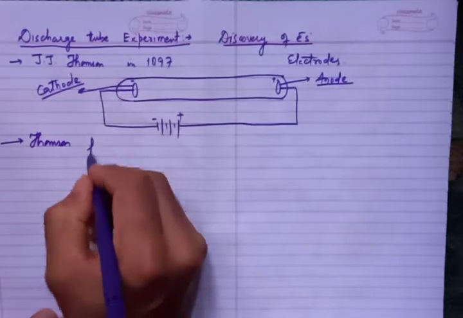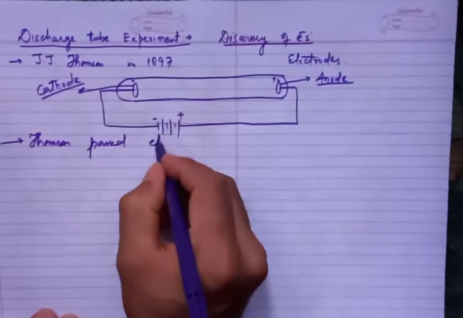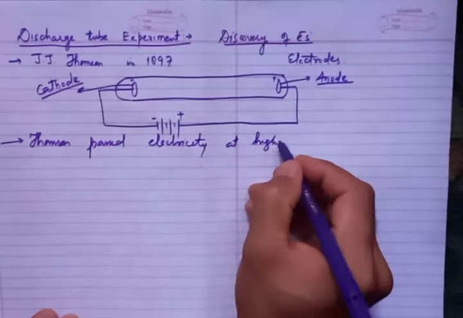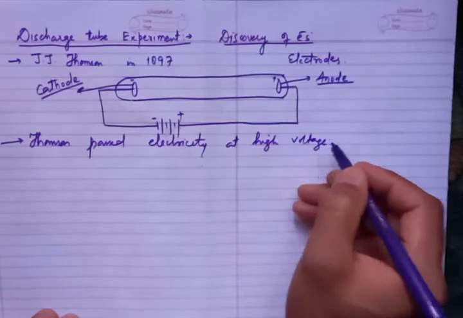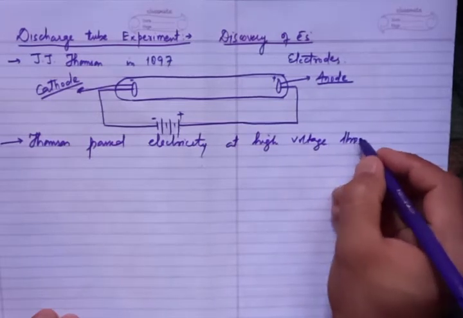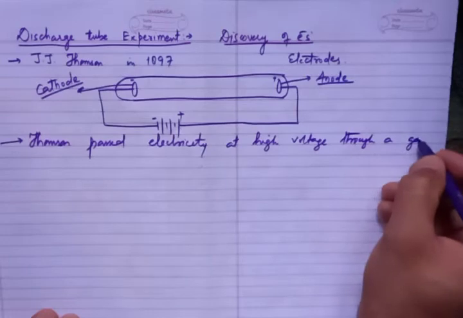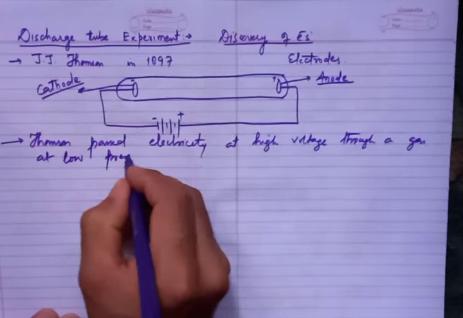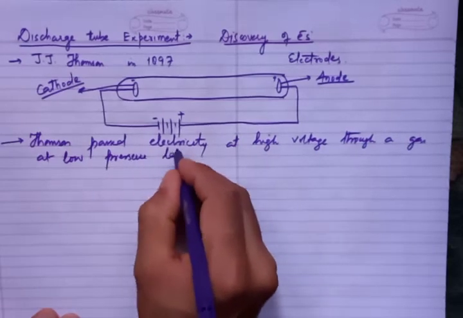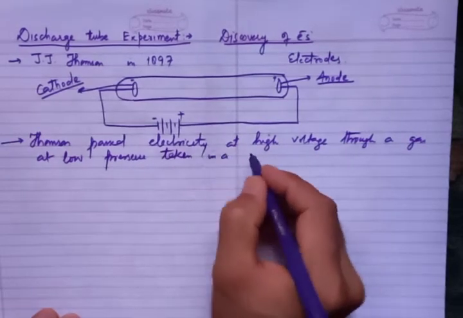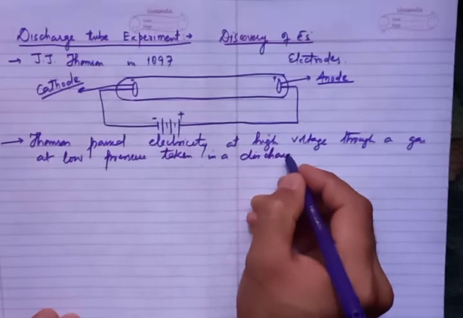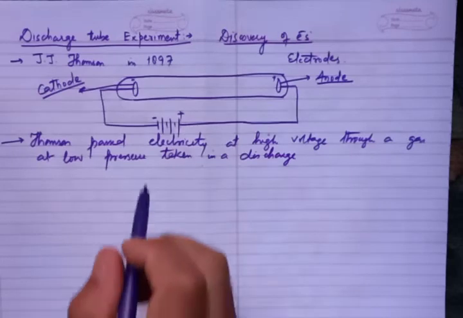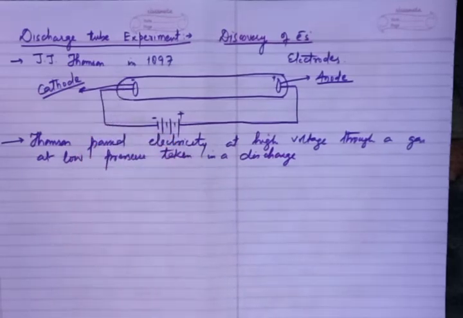J.J. Thomson passed electricity at high voltage through a gas at very low pressure, taken in a discharge tube. एक डिस्चार्ज ट्यूब में गैस को एक लो प्रेशर पे लिया गया और उस गैस के अंदर से इस बैटरी के ज़रिए से एक हाई वोल्टेज करंट इसमें पास की गई.